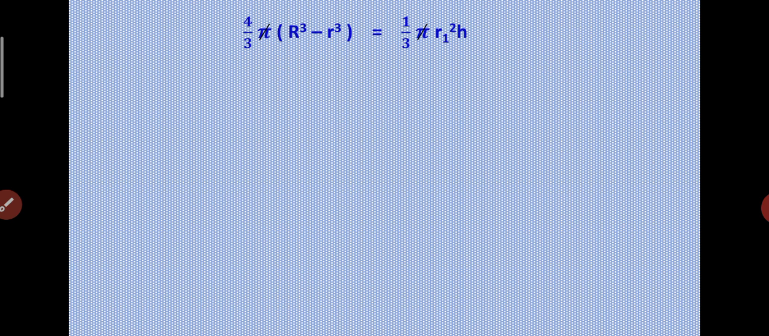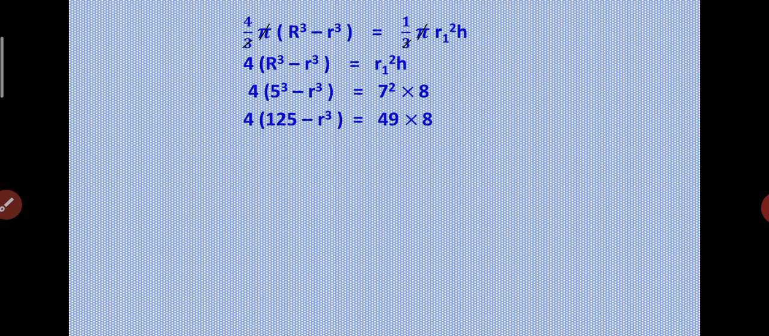Pi gets cancelled. 3 gets cancelled. So what is the balance? 4 into capital R cube minus small r cube equal to r1 square h. Now substitute the value. 4 into capital R value 5, so 5 cube minus small r cube, equal to r1 square, r1 value is 7, so 7 square into h value 8.